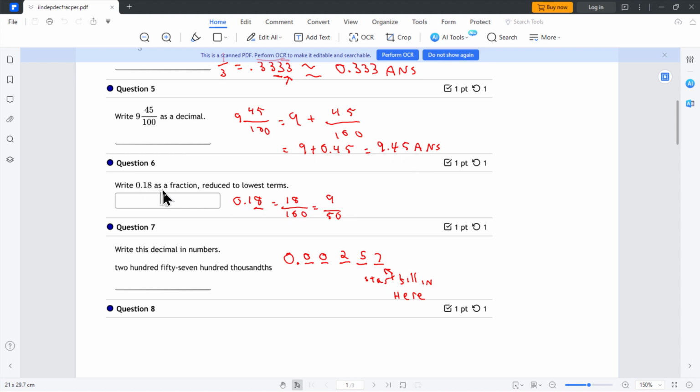Write 0.18 as a fraction. So the 8 is in the hundredths place. So I put it over 100. Both of them are divisible by 2. So the final answer there is 9/50.